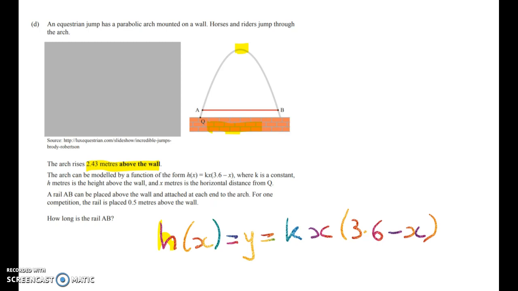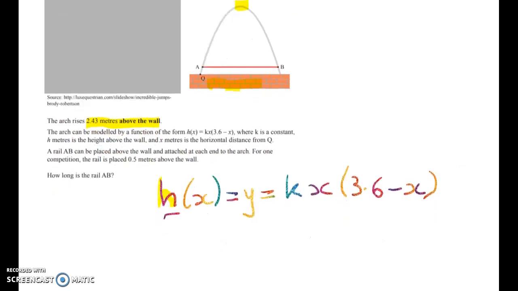Now, if you're at the very start of Year 11 or 12 and Level 2, you still might be getting used to this notation, but it just means that we take a value of x and out pops a value of y, or h. And here you can think of h standing for the height above the wall. And x meters is the horizontal distance from Q.